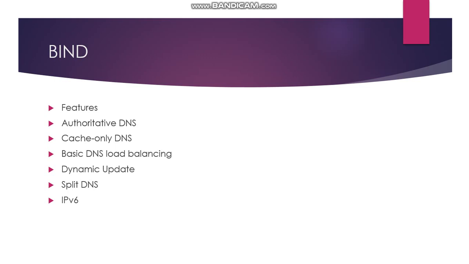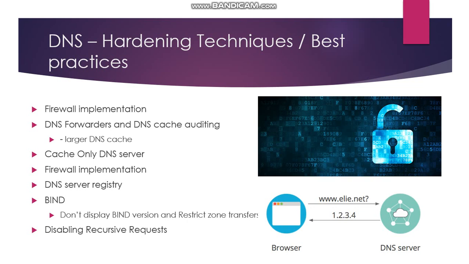These are some benefits. Alright, so hardening techniques. For DNS hardening techniques, we can use a firewall, which is pretty easy, almost the first defense against anything. Then we have DNS forwarders and DNS cache auditing, using larger DNS caches, a caching only DNS server, firewall implementation, which we already said, DNS server registry and BIND.